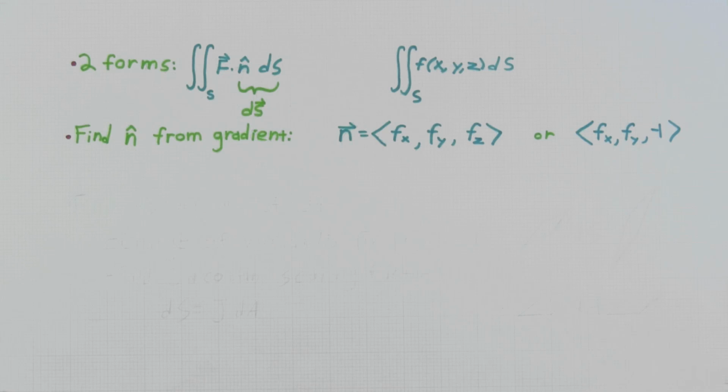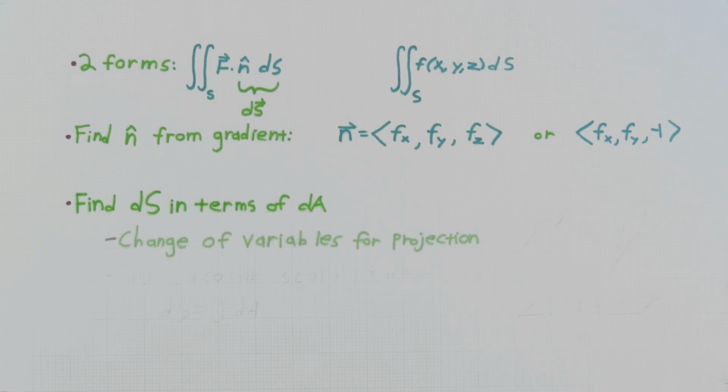This will give us a scalar function of x, y, and z, just like we have in our generic form of the surface integral. The only step that we have left in converting our surface integral into a double integral is to rewrite our surface in terms of area. To do this, we need to find ds in terms of dA. We need to perform a change of variables that represents the projection we're trying to do.